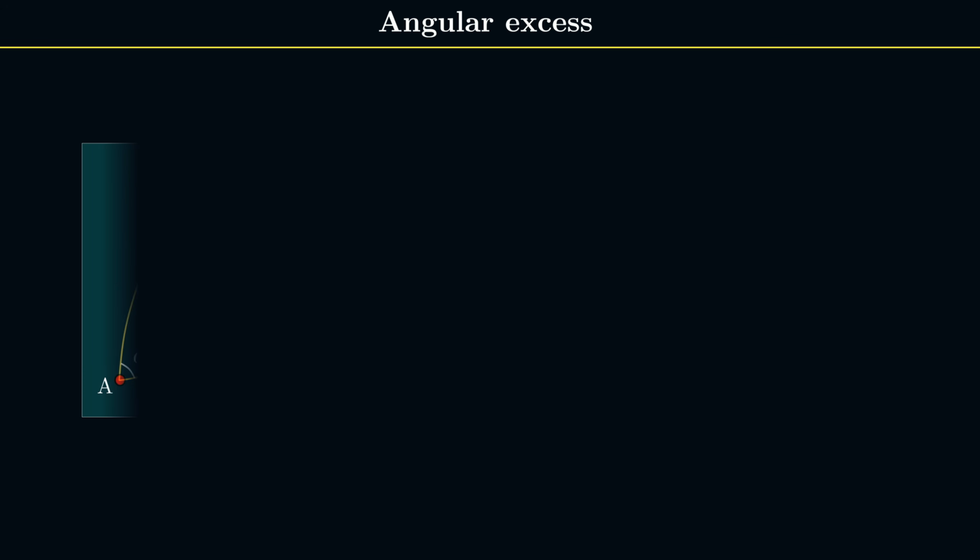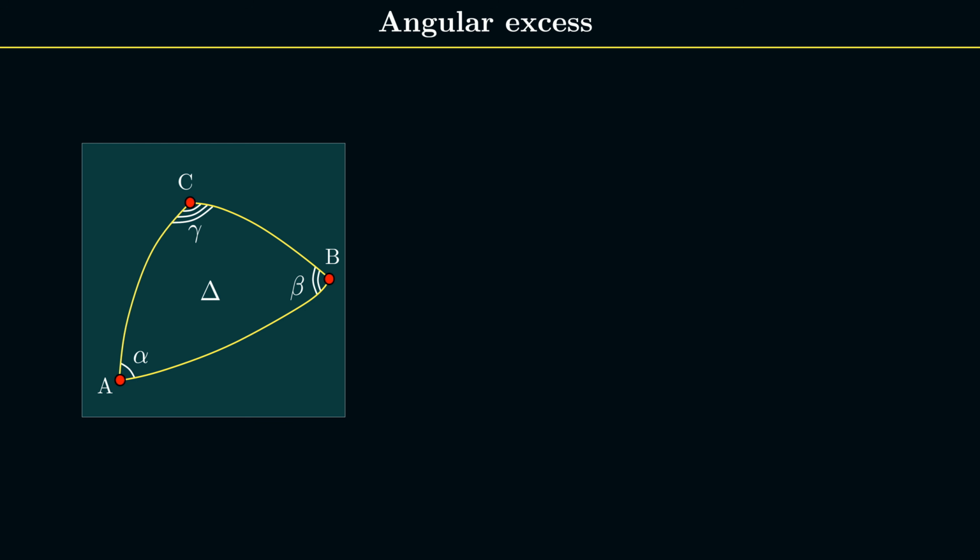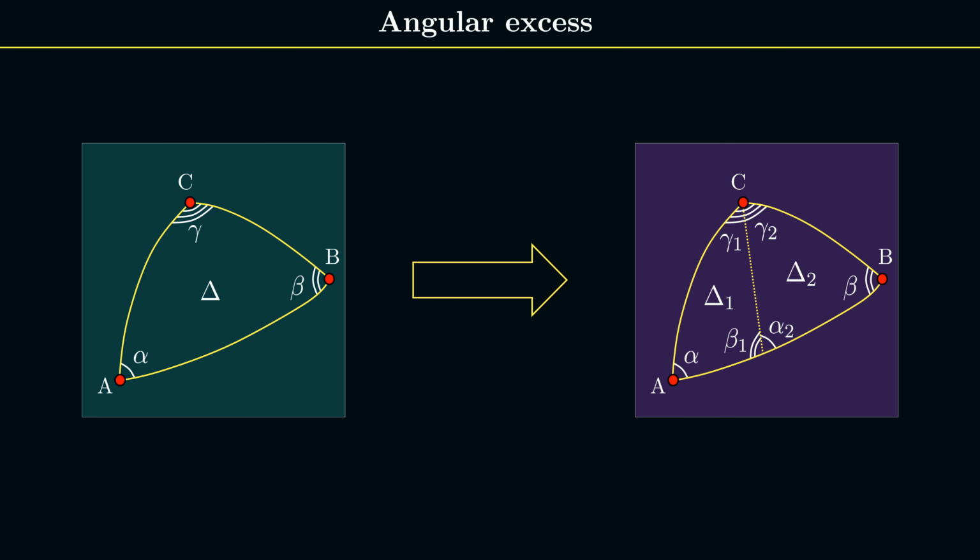Let's understand why the angular excess possesses the property of additivity. Consider a geodesic triangle delta on a curved surface. Let's denote its angles as alpha, beta, and gamma. We will draw a geodesic segment inside it, which will divide the original triangle into two smaller triangles, delta 1 and delta 2. The first triangle has angles equal to alpha, beta 1, and gamma 1, while the second has alpha 2, beta, and gamma 2.